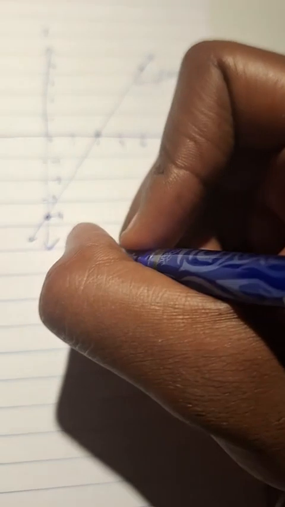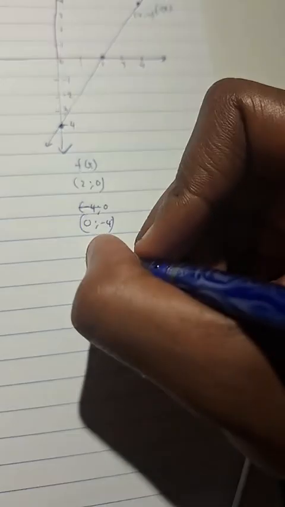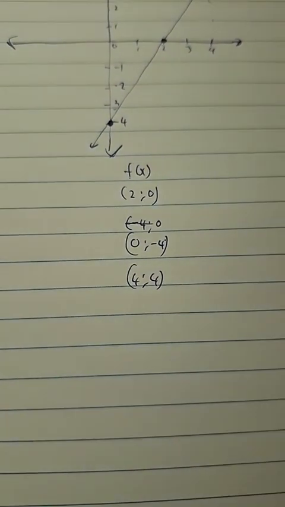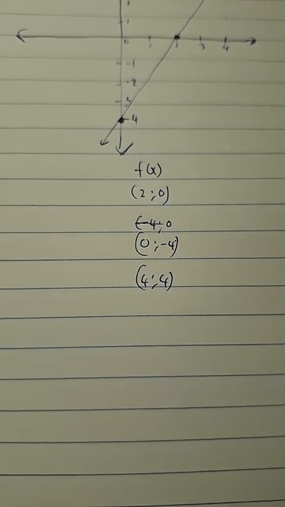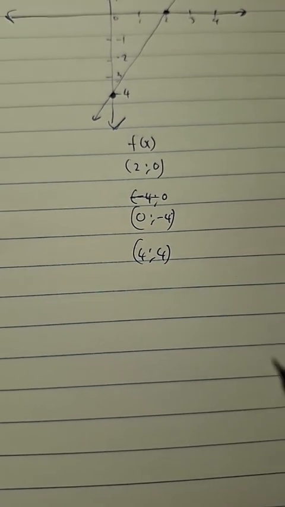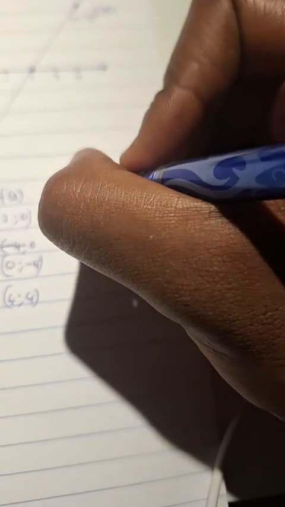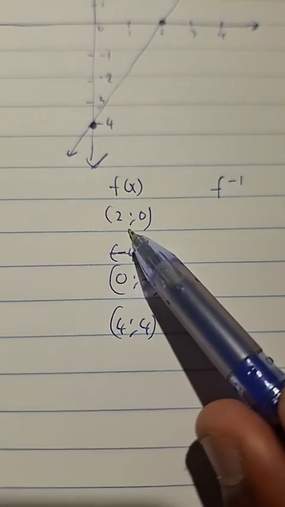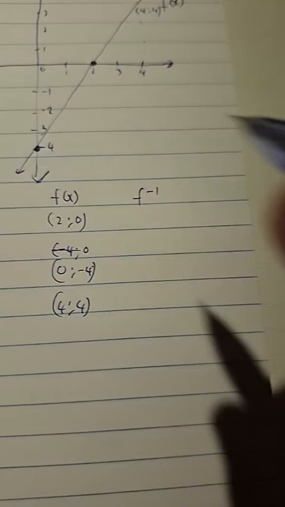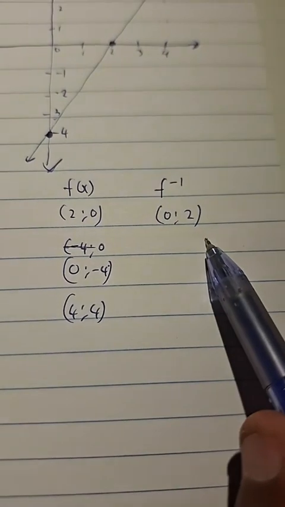So if this is the coordinates for the function, we obviously also looked for another point, 4 and 4, just so that we could have an idea as to what's happening further along. So for the inverse of the function, guys, we can take these coordinates that we had for the function, and all we simply do is swap these around.